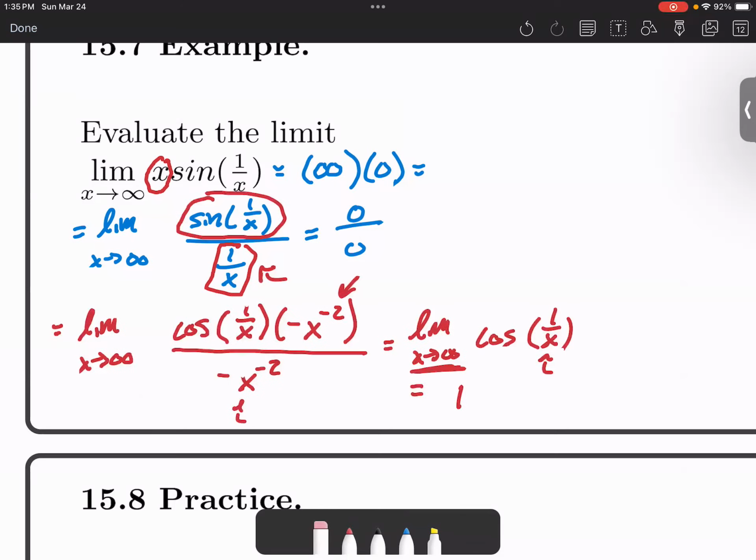So we were able to recover a limit using L'Hopital's rule, but we first just had to rearrange the equation to get it into a recognizable indeterminate form.